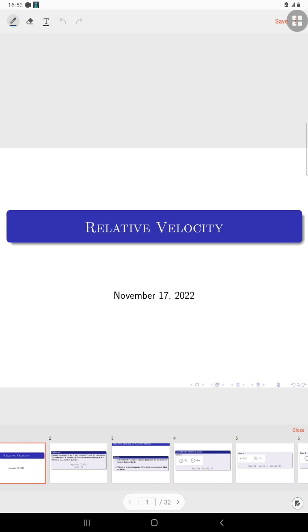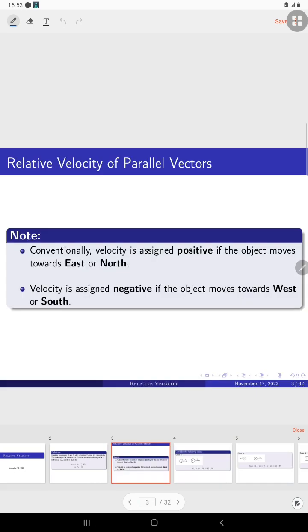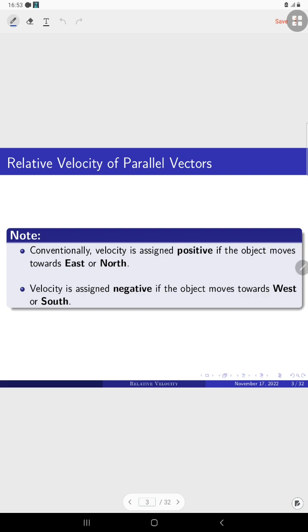Last time we saw that for relative velocity of parallel vectors, we assign a positive sign to vectors moving towards east or north in our lesson 1. That is what we said. And if the vectors are parallel and they are moving due west or south, we assign a negative sign to it. So now let's look at what we are going to do today.